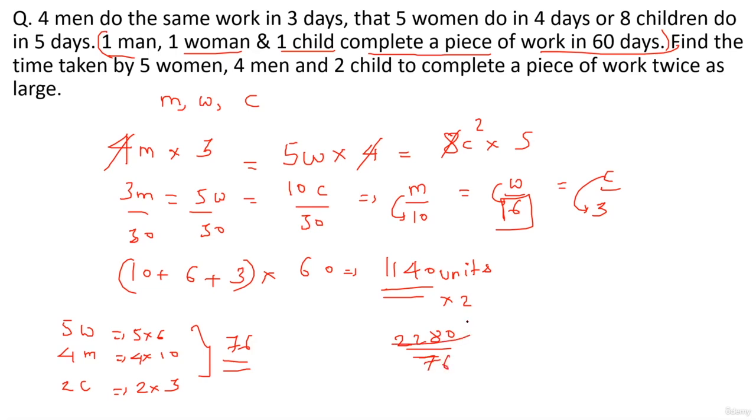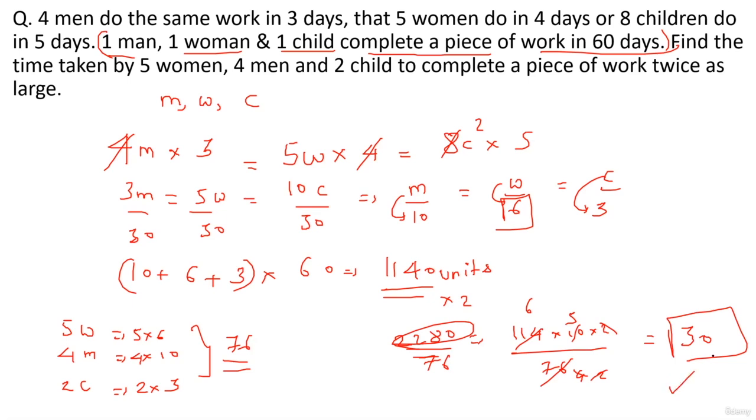Okay, you can leave it like this as it is, or you could have basically factorized also, keep it as 114 into 10 into 2. That would have made things very easy. How? 19 4s are 76 and 19 6s are 114, and then 2 5s are 10. The answer is 30 days. As simple as that, guys. Let's look at the next question.